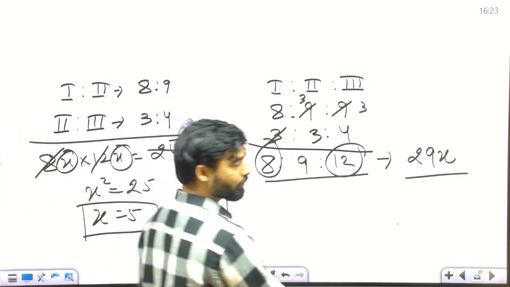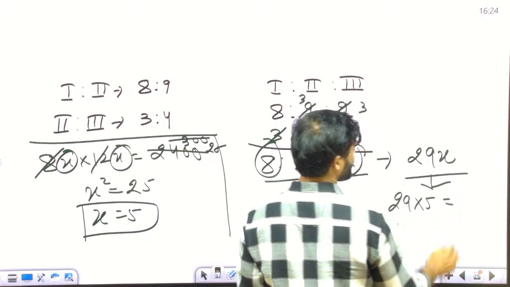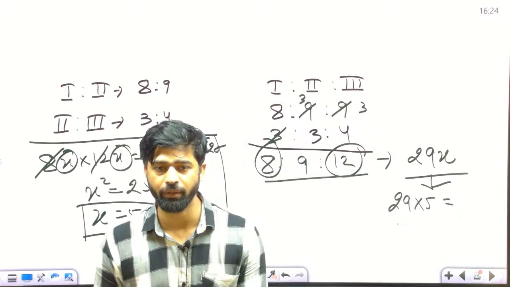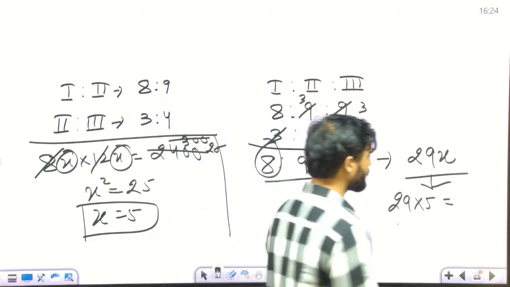We need the value of 29x. So 29 into 5. 30 into 5 will give you 150, but it is 5 short. So 150 minus 5 is 145. So the answer is 145.